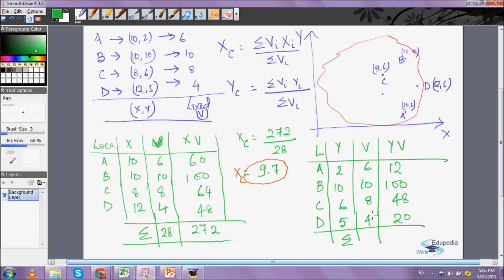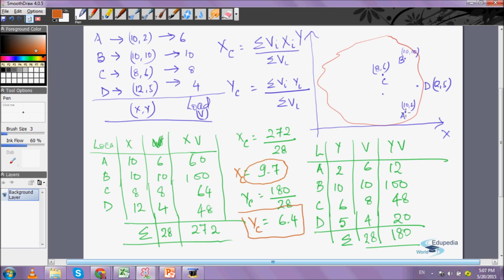Coming to the sum of these, we will have the sum of weight unchanged, and the sum of y multiplied by the weight will be equal to 180. Yeah, 8 plus 2 is 10, 0, 1 carry on, you have 4 plus 1 is 5, plus 1 is 6, plus 2 is 8, and then 1, so 180. Coming to the calculation of yc, it will be 180 divided by 28, and that will give me 6.4. Alright, so my yc value here is 6.4.